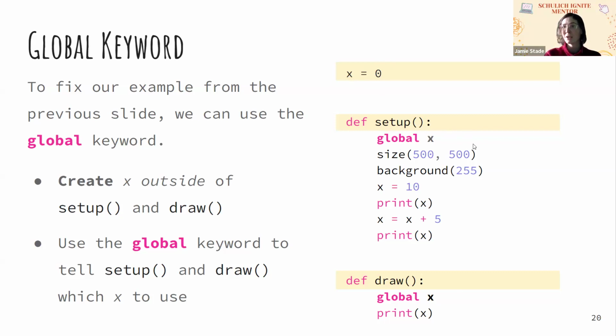If we didn't use this and we just defined another variable x within this function, that x would only exist in that specific function. So we need to use global x to use the global variable.